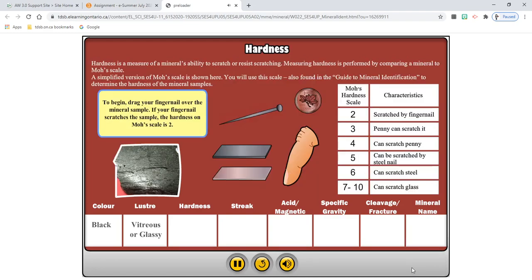Hardness. Hardness is a measure of a mineral's ability to scratch or resist scratching. Measuring hardness is performed by comparing a mineral to Mohs scale. A simplified version of Mohs scale is shown here. You will use the scale, also found in the Guide to Mineral Identification, to determine the hardness of the mineral samples. To begin, drag your fingernail over the mineral sample. If your fingernail scratches the sample, the hardness on Mohs scale is 2.